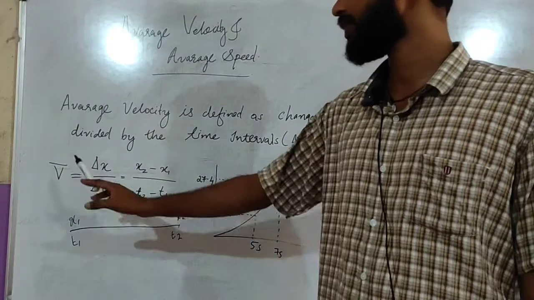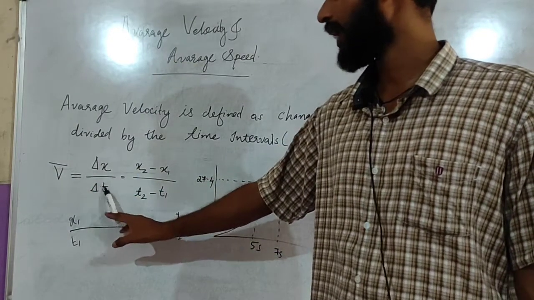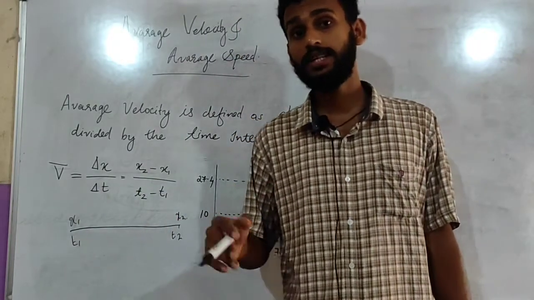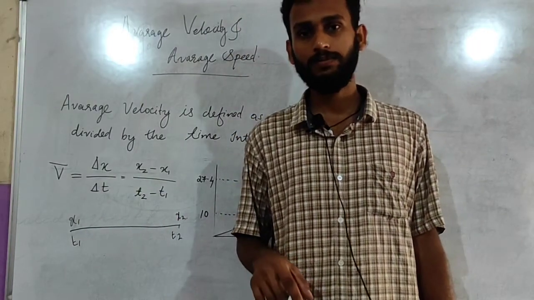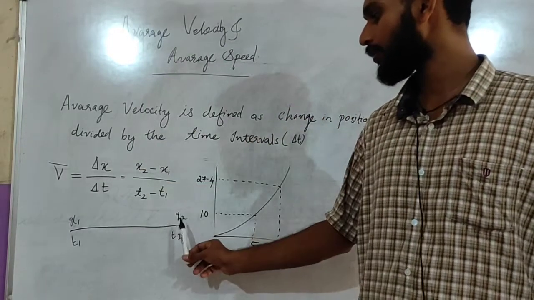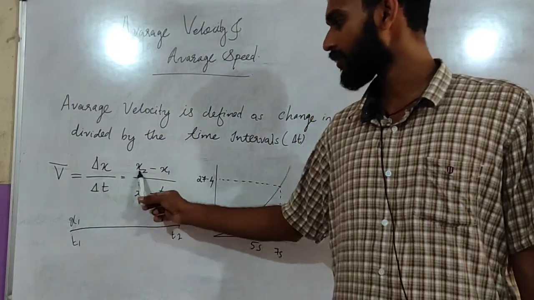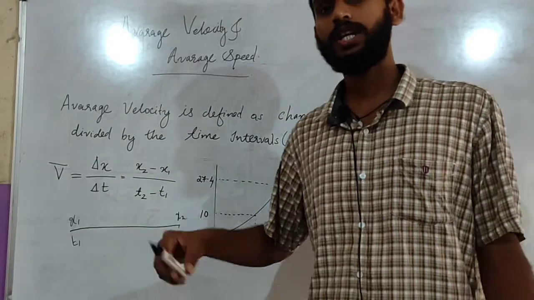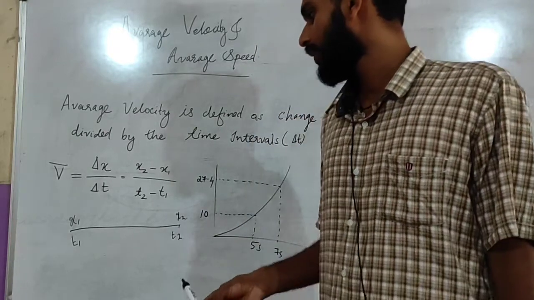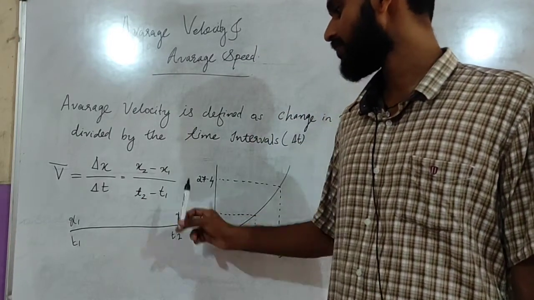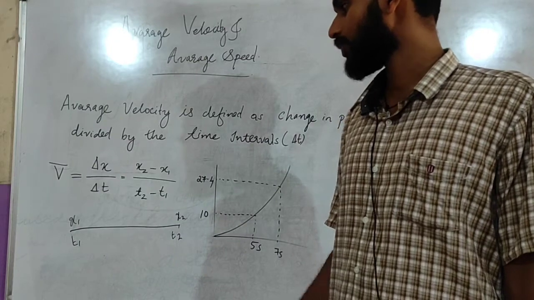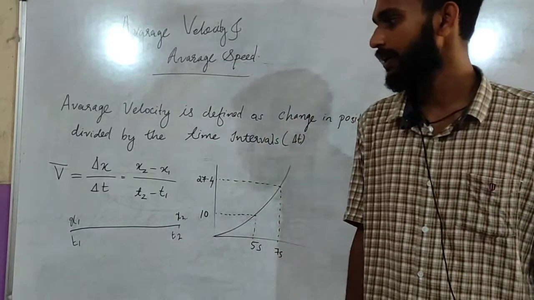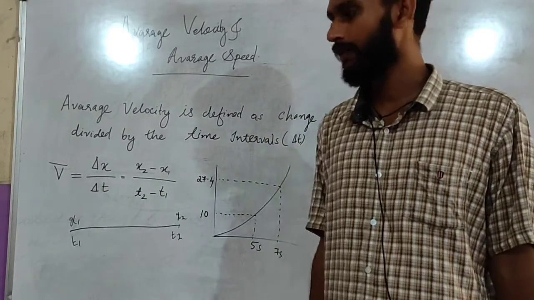Average velocity is equal to delta x by delta t, where delta x, as we have already studied, is the displacement. So delta x is equal to x2 minus x1, divided by the time interval delta t, the time taken for that movement. So delta t is t2 minus t1. So this is the equation for the average velocity. Average velocity is given as delta x by delta t.